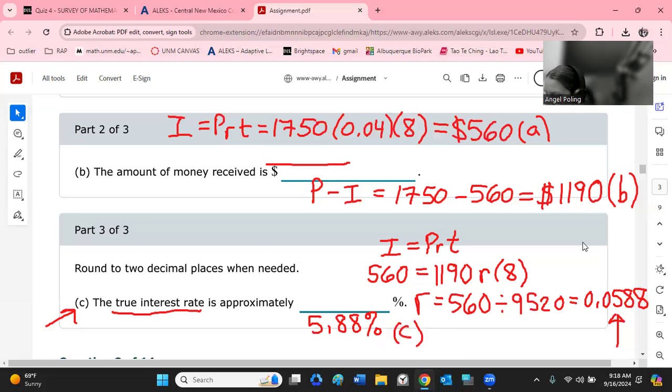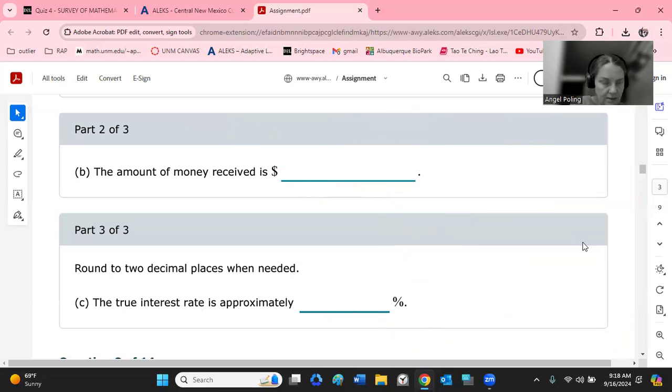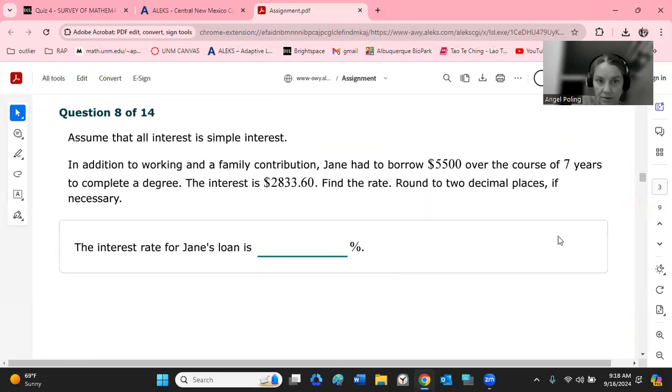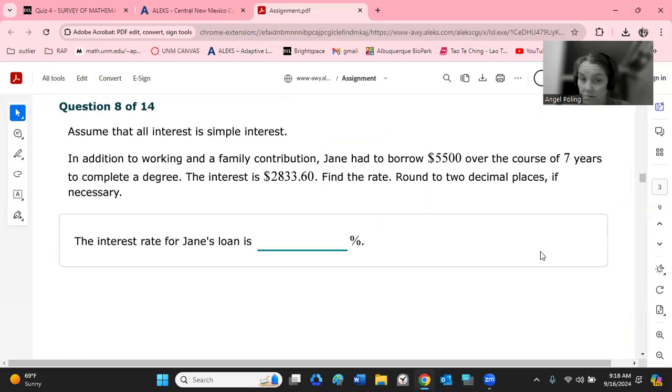So this I was from part A. This P here was from part B. And then time was still the one that we had used before. Okay, let me clear that for us. Move on to number 8. We're halfway done, right? So that's pretty good.